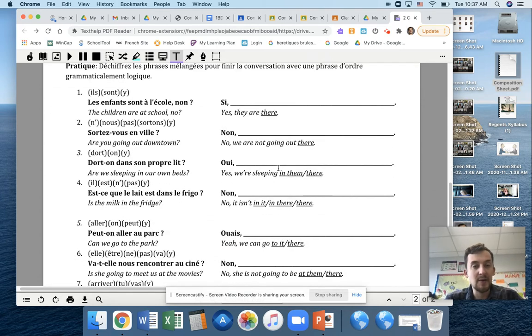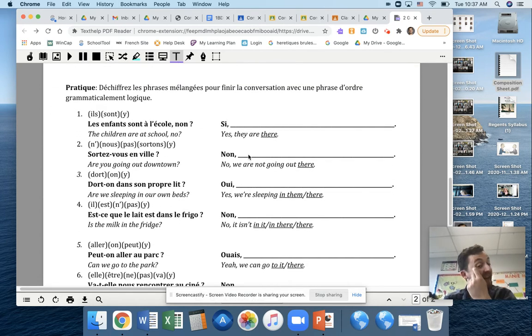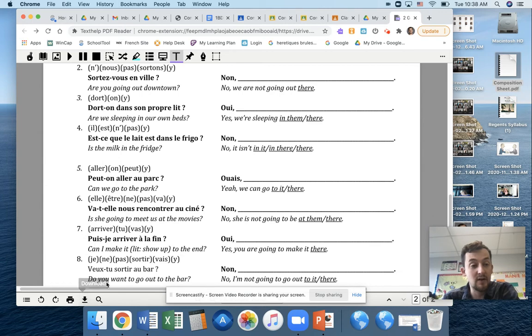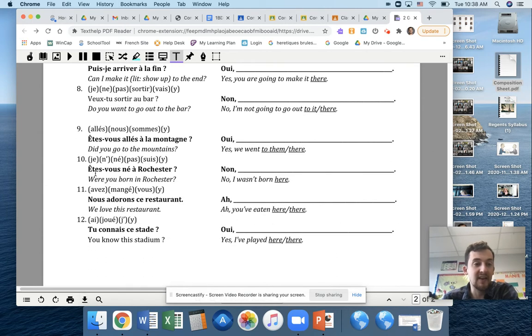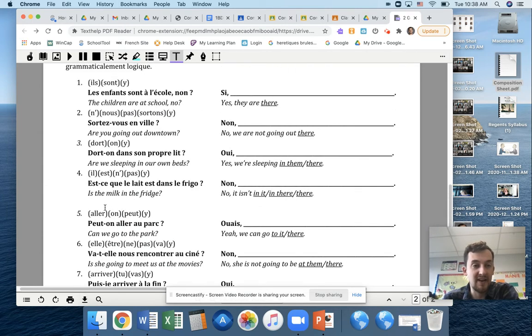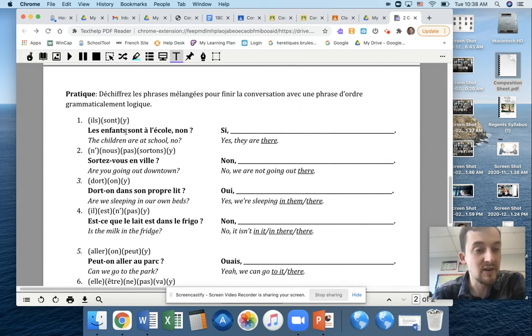So let's do some of the practice together on the back. The first four are all present simple sentences. The second four all have a modal verb. And then the last four are all past tense. So we'll do one of each. So in the first one, notice you have three elements. You have ils, sont, and y. And you have to choose the correct word order here. So you're given some context.